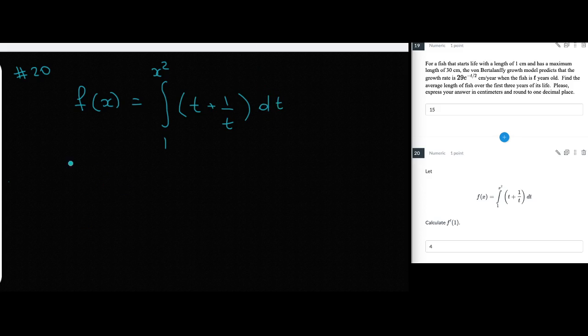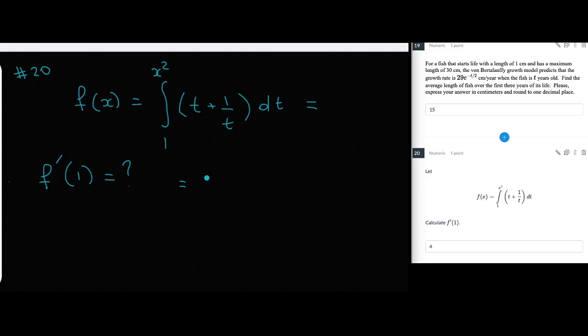And what we're asked to do is calculate the derivative of this function f at x equals 1. First of all, one possible way to solve this problem is to actually calculate this integral. It's not that difficult. So let me present first this sort of naive solution where we just go through the integration and calculate this function explicitly, and then we can differentiate it.